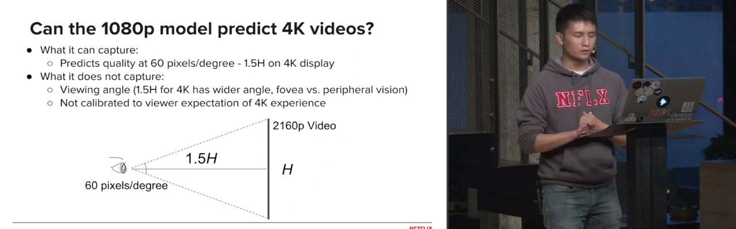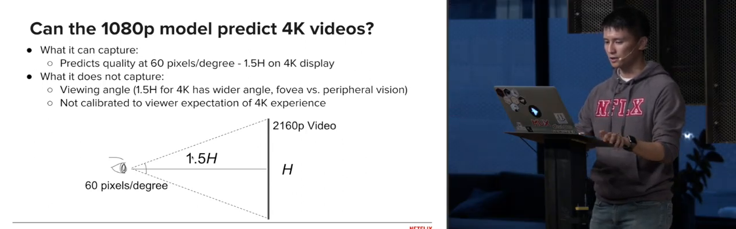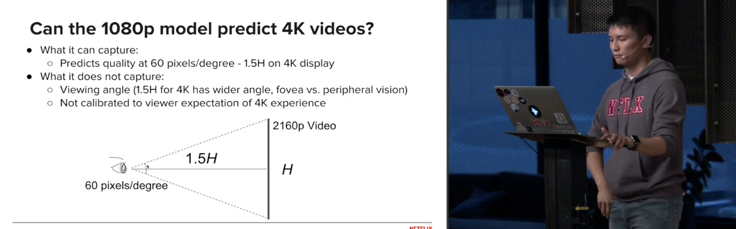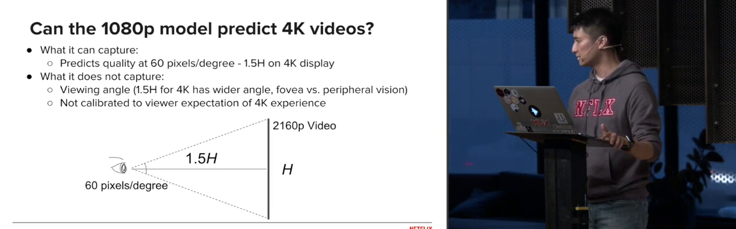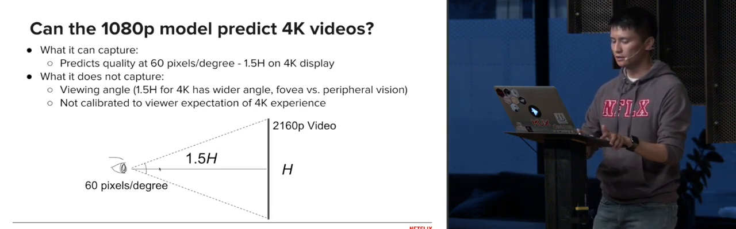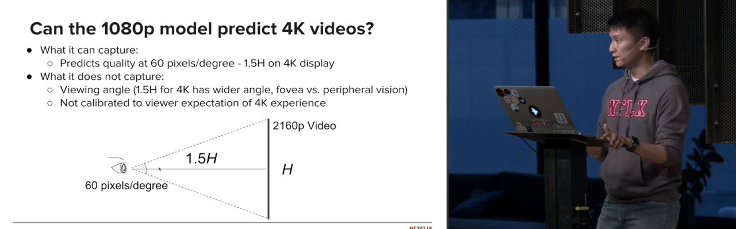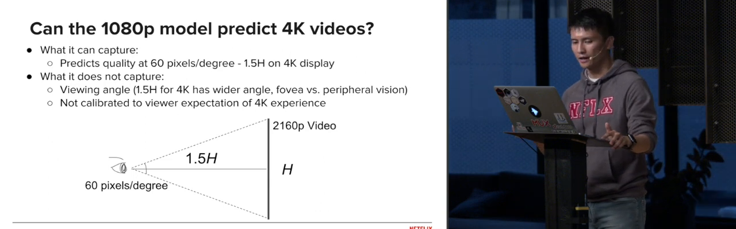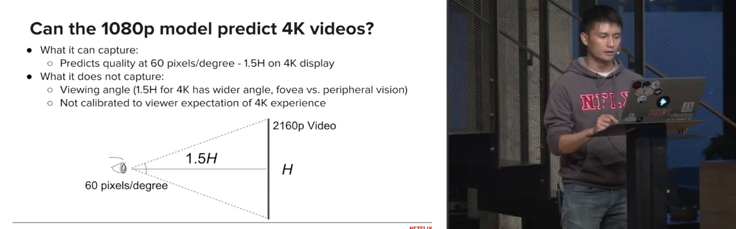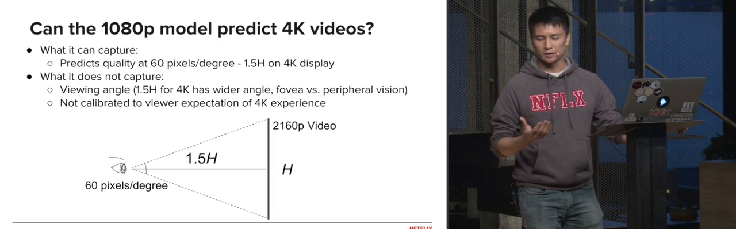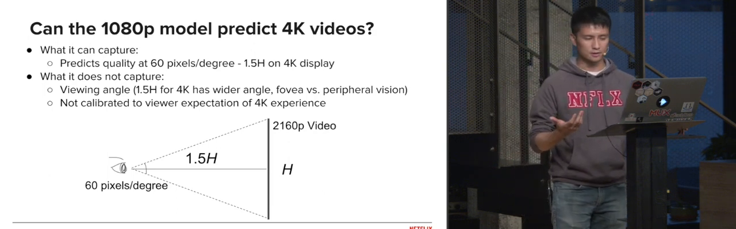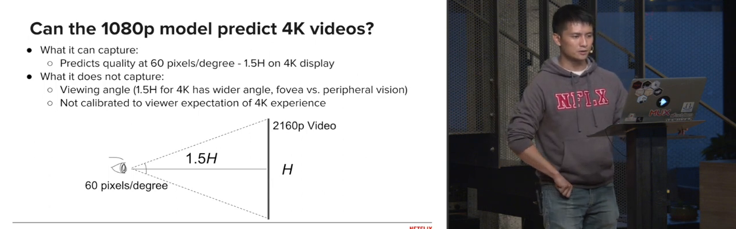According to this geometry, if you're applying this model to a 4K video, it's like you're predicting the quality when the viewing distance is 1.5 times the height of the display, because you're trying to predict what happens if 60 pixels are packed into 1 degree, and this matches this exact viewing condition. And the good news is this is all good, because even when testing for 4K, 1.5 times the height is the ideal viewing distance for the viewer to appreciate the details in the content. So this is the good part.